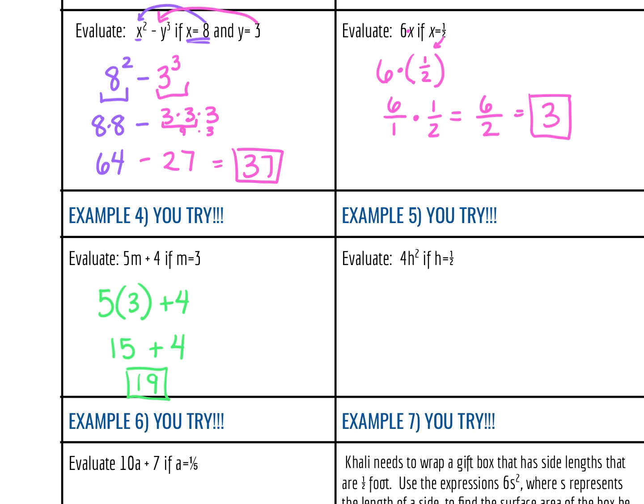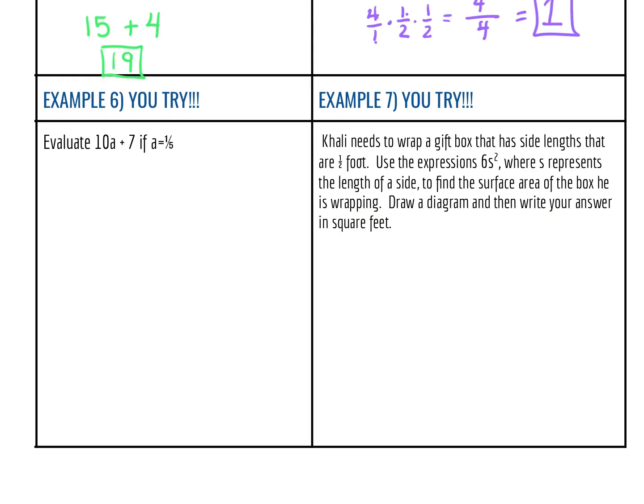Let's go to example 5. So you should have inputted the 1/2 into here. Now this means that I am going to square the 1/2. It means 1/2 times 1/2, and that's times 4. Now I'm going to rewrite 4 as 4 over 1. Right? And I'm going to go ahead and multiply straight across. So 4 times 1 is just 4. And 1 times 2 is 2. 2 times 2 is 4. So I get 4/4, which equals 1 whole. Go ahead and do 6 and 7.